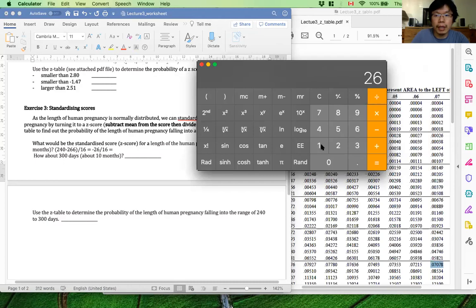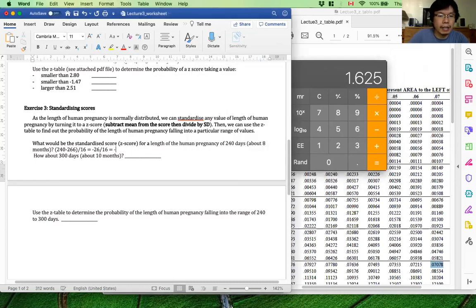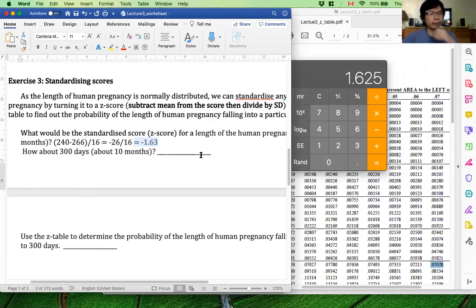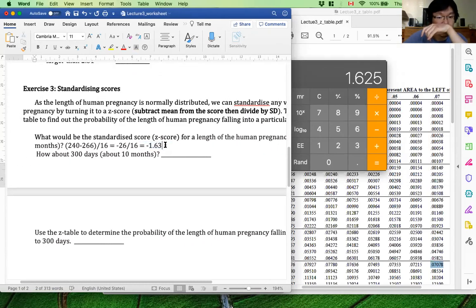Six divided by 16 is 1.625, so it's minus 1.6263. Let's round it up to that. So our Z score is minus 1.63. So that's the standardized score, right?